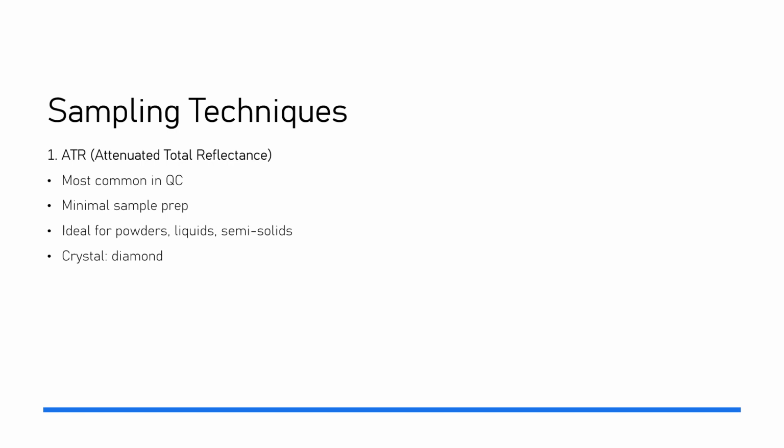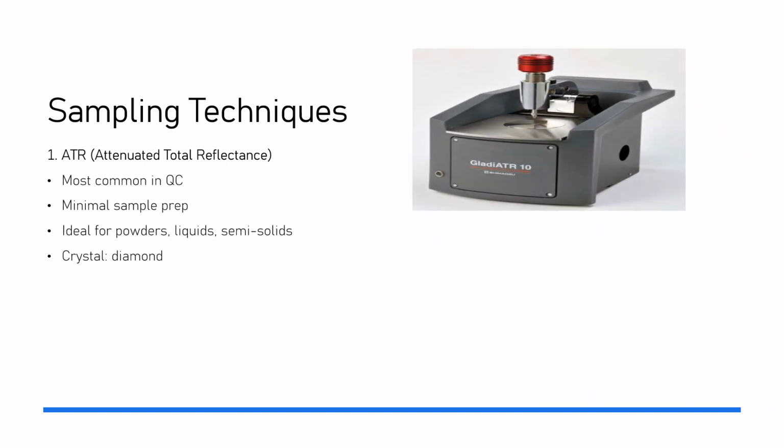And the type of crystal used is generally diamond, right, based on the sample hardness and refractive index, right? So here you can see this picture, right? This assembly is called the ATR, and here you will have the option, just a minor well type, where you can put your sample, right? So this is the ATR assembly.